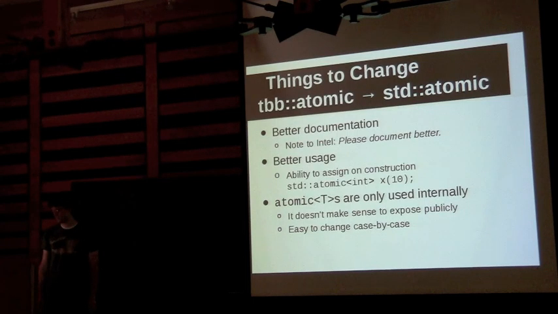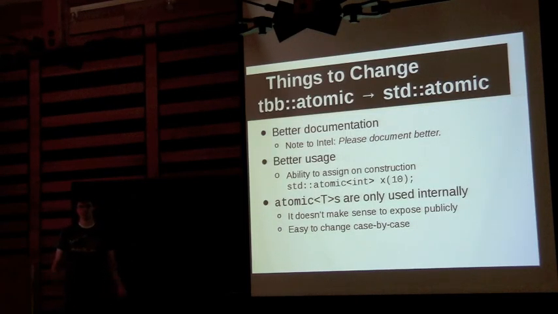There are some other things, like you can assign to an STD atomic on construction. You can't do that with a TBB atomic. The reason for that is they have to adhere to the old C++03 standard of what a POD type is, whereas obviously STD atomic can use the new one. Another big factor is atomics are only used internally to classes, so it doesn't make sense to expose a lot of these things publicly. So it's really easy to go through and say, oh, hey, today I'm going to update this class to use STD atomic instead of TBB atomic.